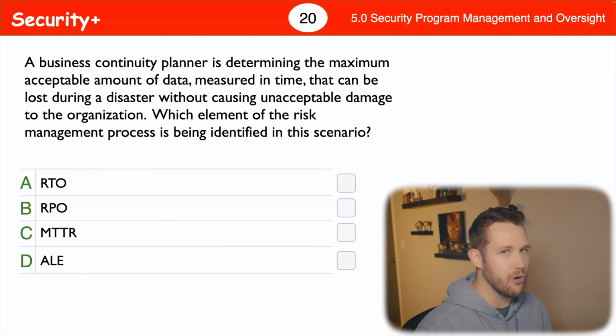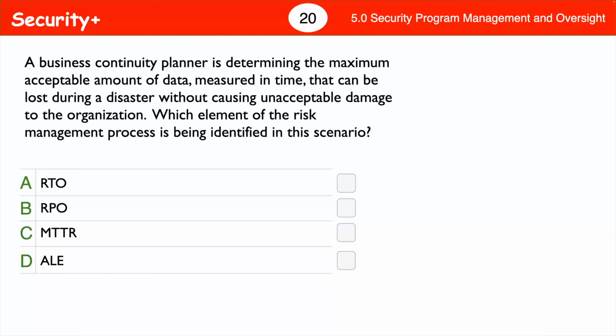Now, I always make this joke whenever I see RTO. That does not stand for request time off. Just want to get that out there. All right, so enough of my bad jokes.